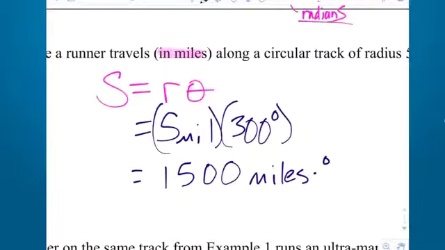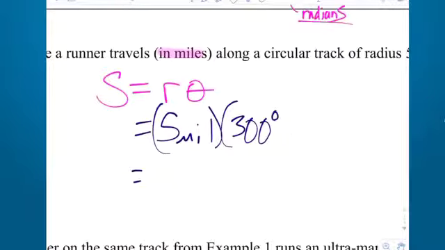Because the units don't make sense, do they? We don't measure distance in miles, degrees. So you're going to have to be looking for some new friends if you go around bragging about that. So what's the problem here? 300 degrees is not what we want. We have to convert it to radians.